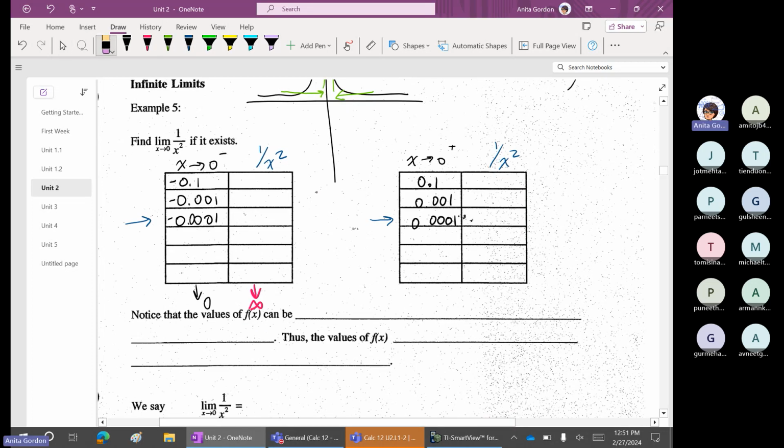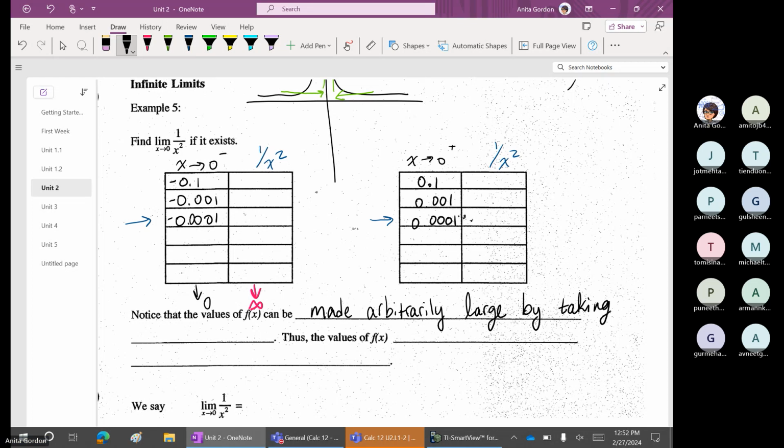Make some space here for my writing. So notice that the values of f of x can be made... Does anybody know what this word is? Arbitrarily. Yeah. Means it doesn't really matter the value. You're just taking a large number or a small number. Close enough. As large as needed, yes.